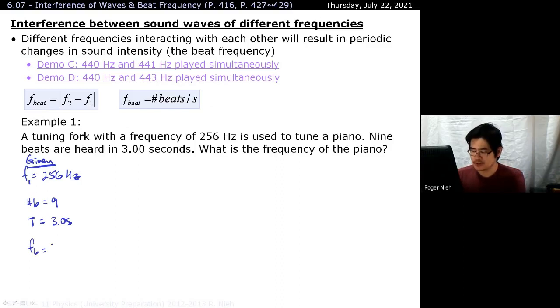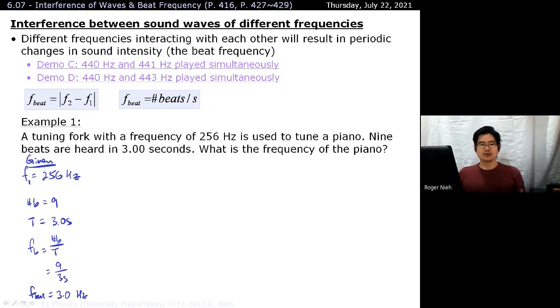Again, the beat frequency is the number of beats over that time. You could also use delta t if you want to. All right, I'll just keep it as capital T. All right, so if 9 beats are heard in 3 seconds, then we're effectively hearing 3 beats per second. So our F beat frequency is at 3 hertz. So we're hearing this happening 3 times a second. Okay, and the question is, what is the frequency of the piano?